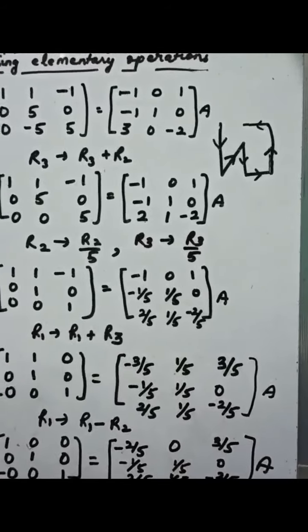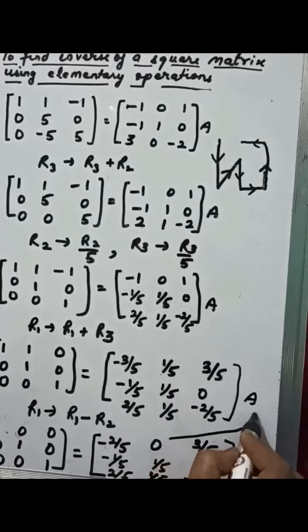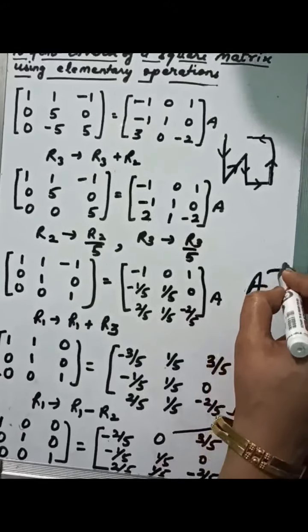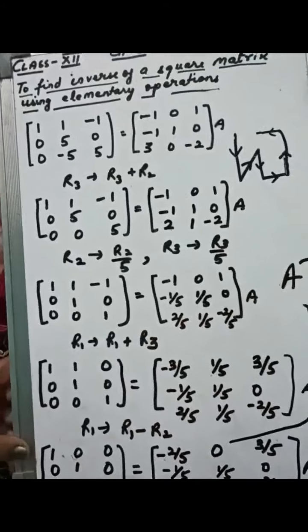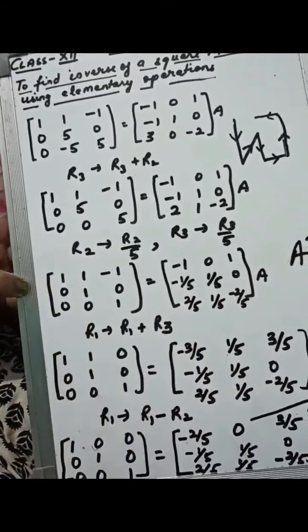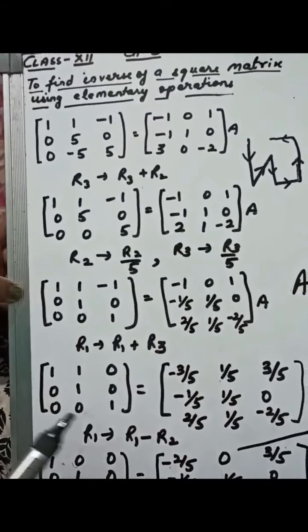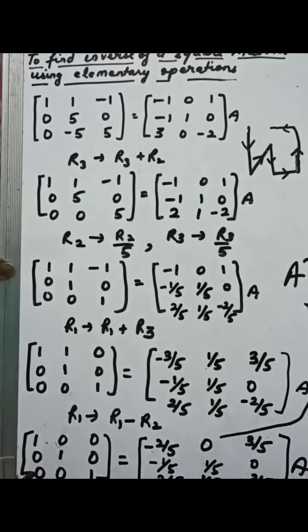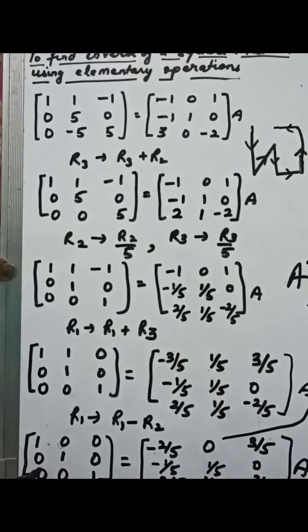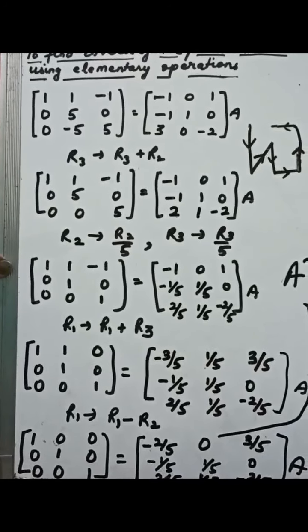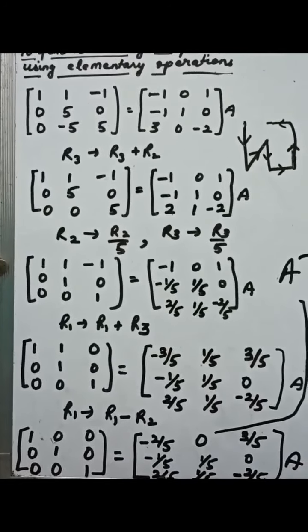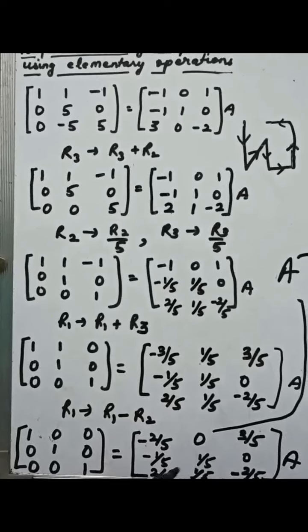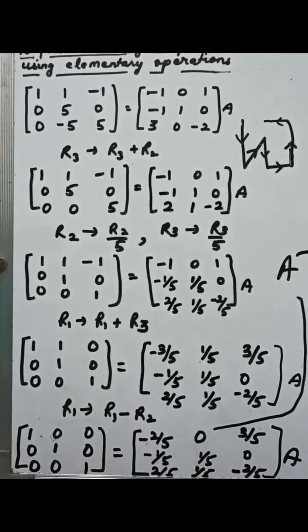So when this is identity, this matrix is A inverse. So in this case, a 3 cross 3 order matrix, the same concept is followed as in 2 cross 2. We try to make this as identity. As we get this as identity matrix, the corresponding matrix will be the inverse of A. So A inverse is equal to this 3 cross 3 order matrix.